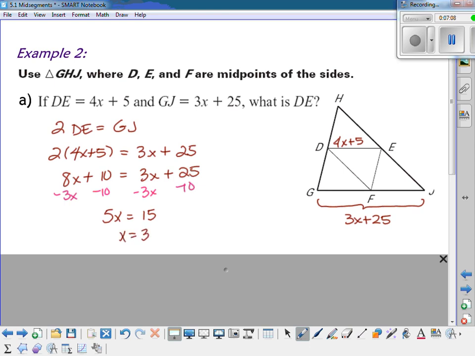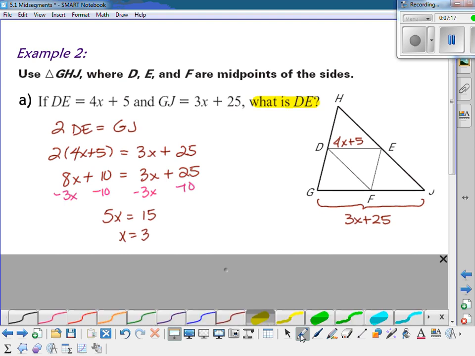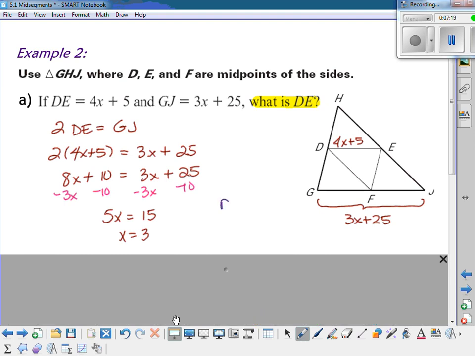Am I done with the problem, though? No, I'm not. It wants me to find DE, so I have to remember to go back and plug that in. And so DE with 4x plus 5, so 4 times 3 plus 5, which is 12 plus 5. And so DE would equal 17.